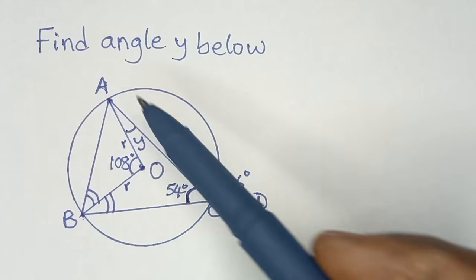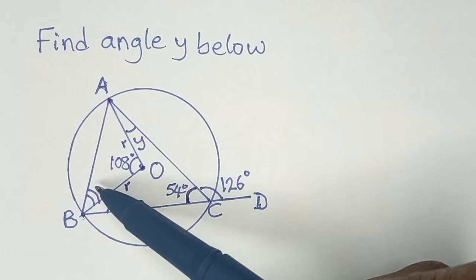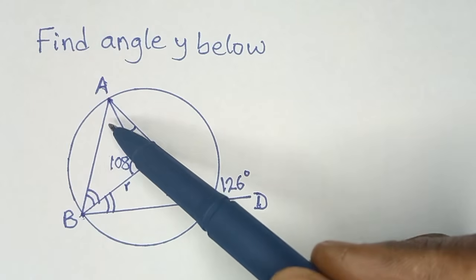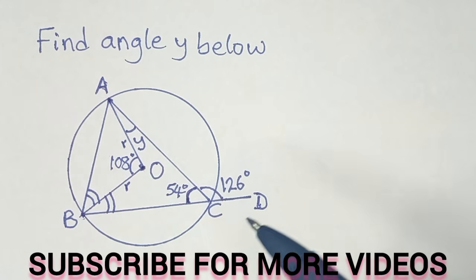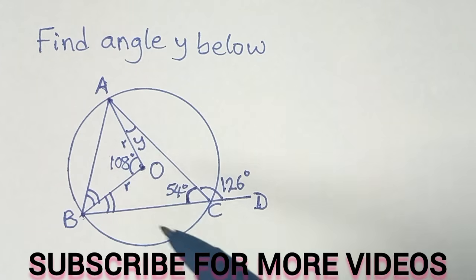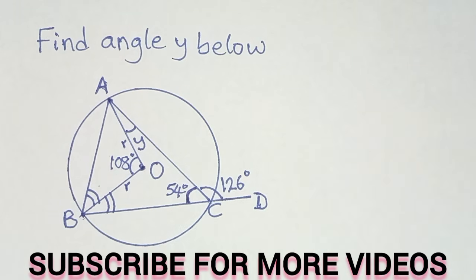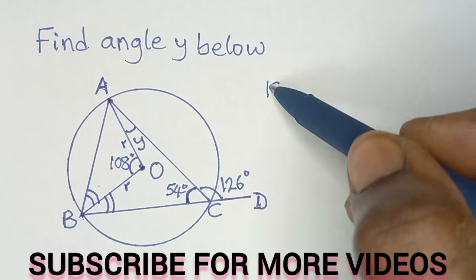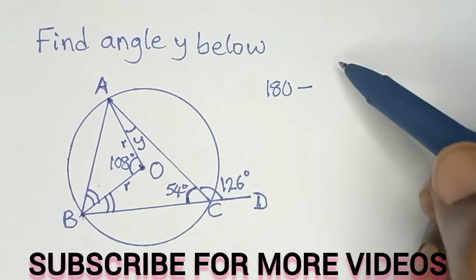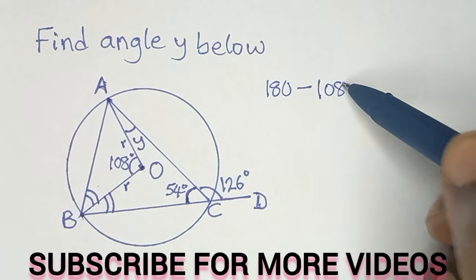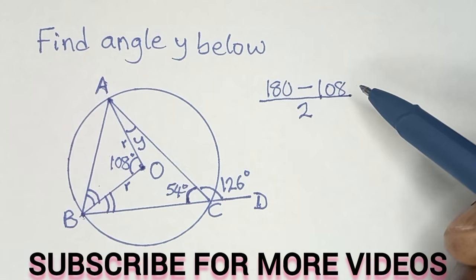So we should remember that the base angles of an isosceles triangle are equal. So in order to get each of these base angles, what you just need to do is to say 180 minus this vertex angle here, which is 108, and whatever you get, divide it equally into 2. That will give you each of the base angles.